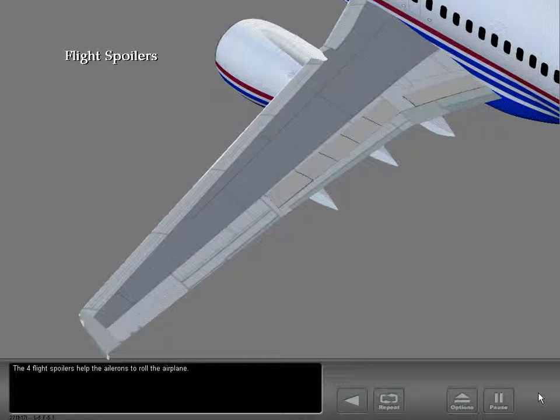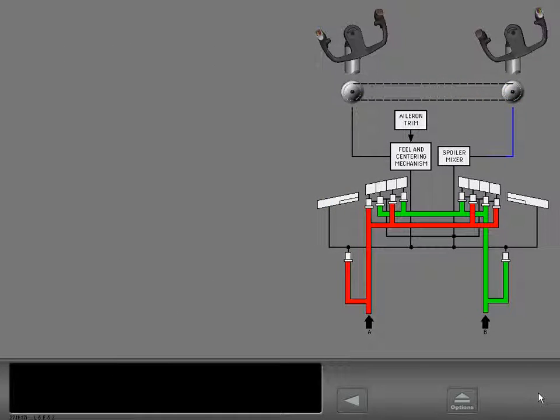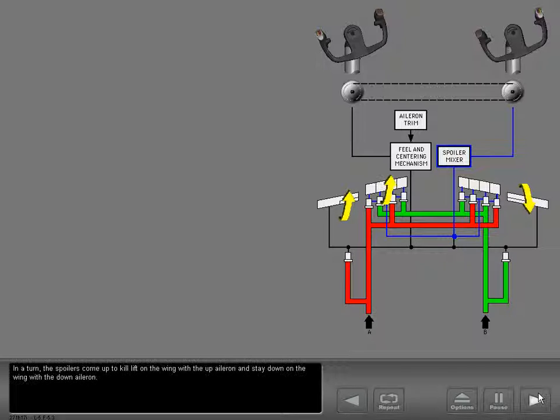The four flight spoilers help the ailerons to roll the airplane. The spoilers are hydraulically operated. The flight spoilers start to move after more than 10 degrees of control wheel movement. In a turn, the spoilers come up to kill lift on the wing with the up aileron and stay down on the wing with the down aileron.